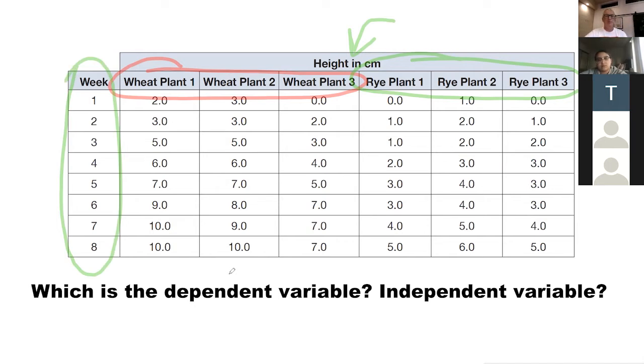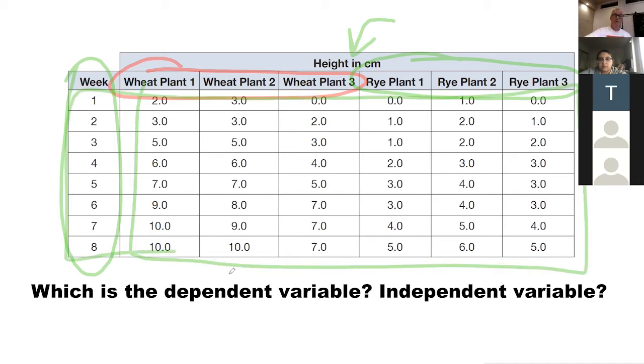So in this experiment, which one is the dependent variable and which one's the independent variable? Would the independent variable be like the type of plant, like the wheat and rye plant? But we're not going to be plotting those, are we? We're not going to be plotting wheat plant 1, 2, and 3. That's a source of the data, but it's not the data itself. The data itself is right here.